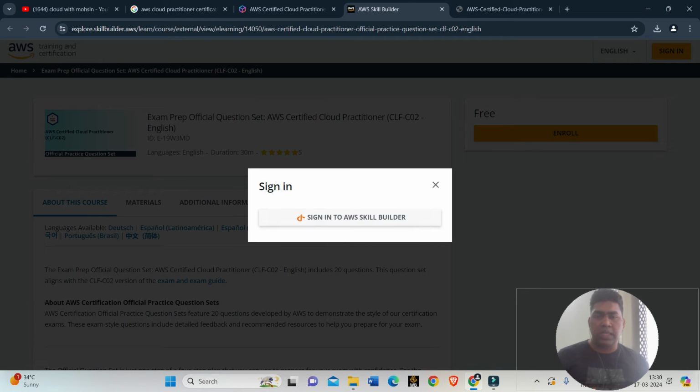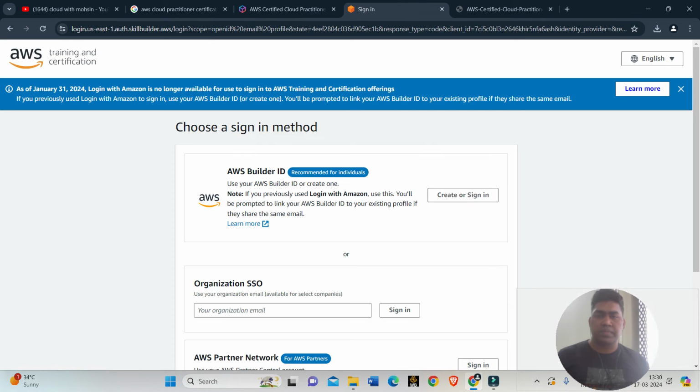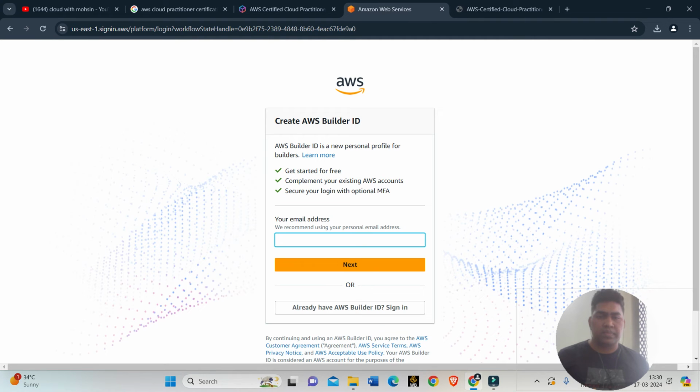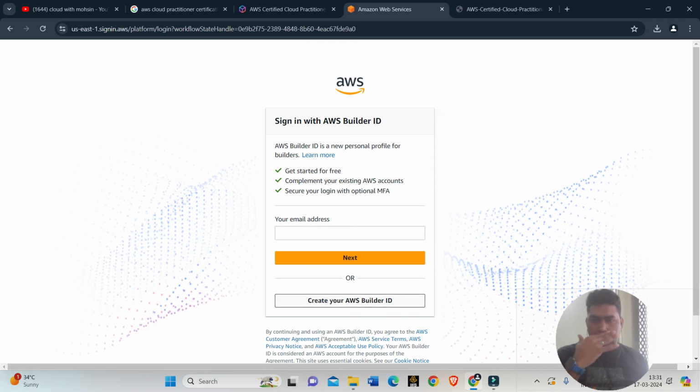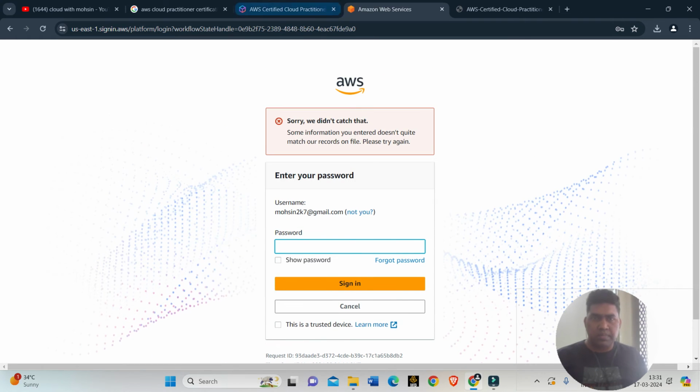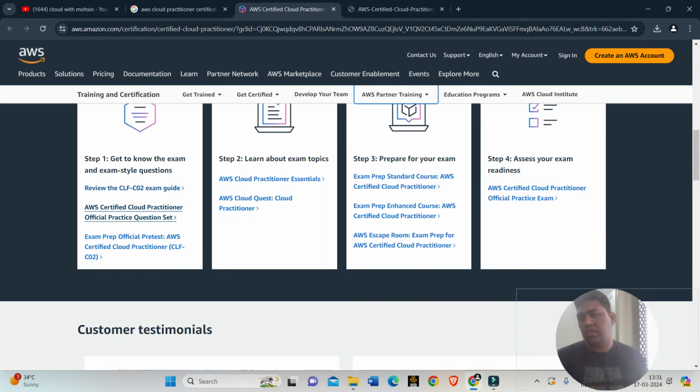Let me just enroll to this, and here we need to sign in to AWS Skill Builder. Using that we can check what kind of questions there are. Let me just try this one. I already have an AWS Builder ID, so I can go ahead with that one. Okay, for some reason my password is not working, but not an issue. See, this basically gives some practice question sets that we can check out, and it is absolutely free.